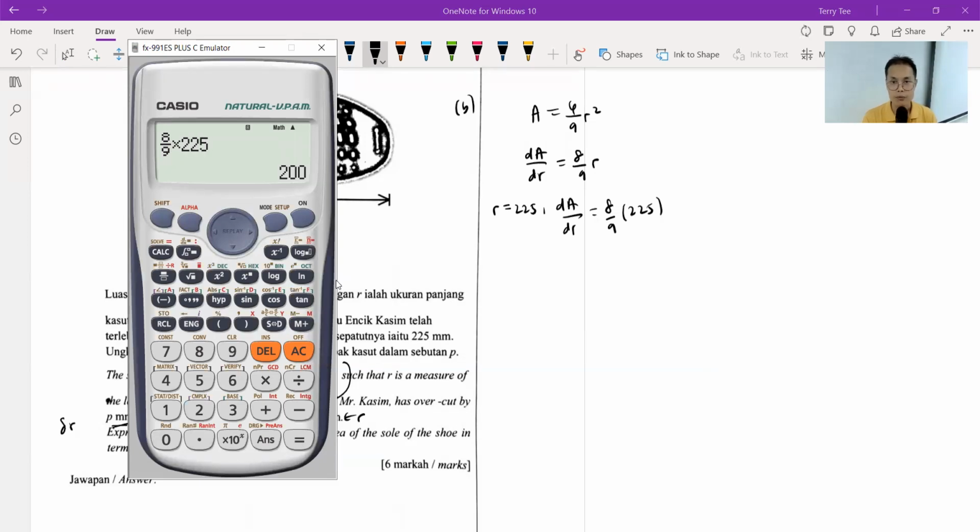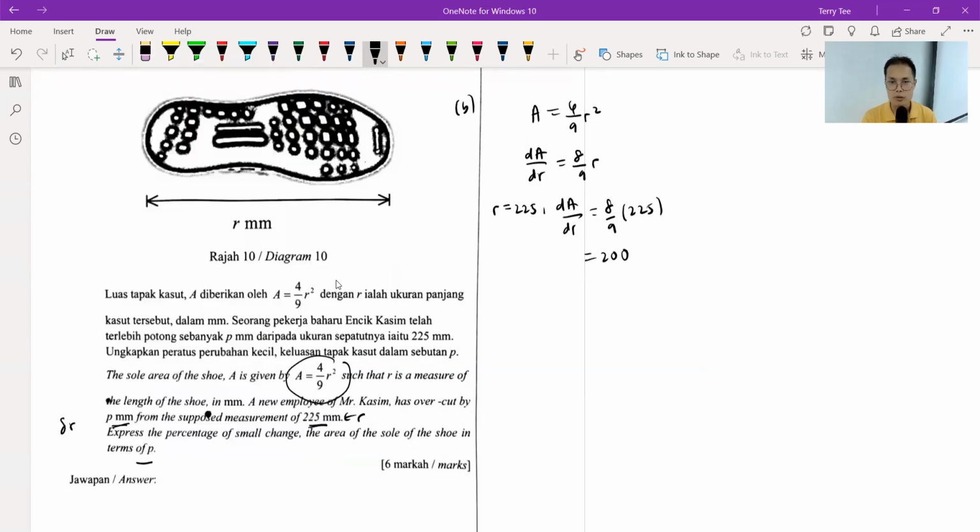This will give us 200, right? Okay, 200 simply means if today I were to plot the graph of A versus R, it's a curve, and the gradient of this curve at the point R equals 225 is now 200. So that means for every 1 unit change in your R, the area will increase by 200.